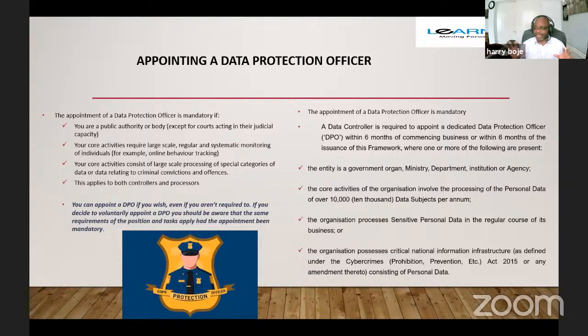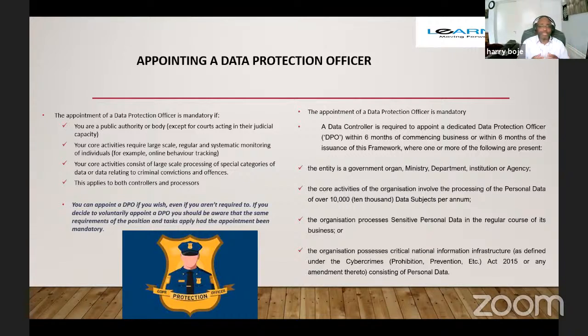Okay, so another key area that I picked out here is the appointment of a data protection officer. In the GDPR, it specifies the kind of organization that should appoint a data protection officer. For example, if you are a public authority, a local authority, for example, in a judicial capacity, it should appoint a DPO. You process core activities requiring large-scale processing. GDPR didn't define what large-scale processing is. It just means large-scale or systematic monitoring of individuals, for example, online behaviors.